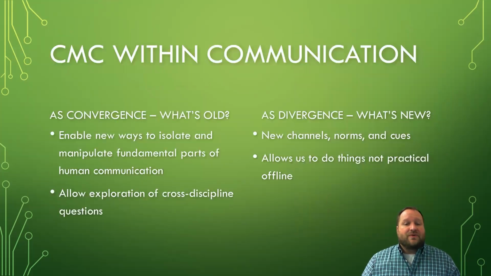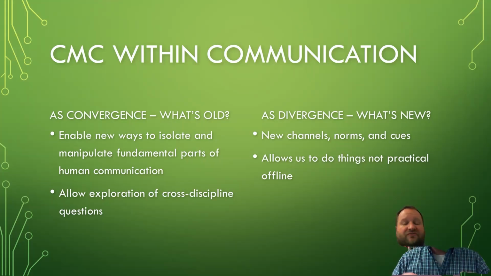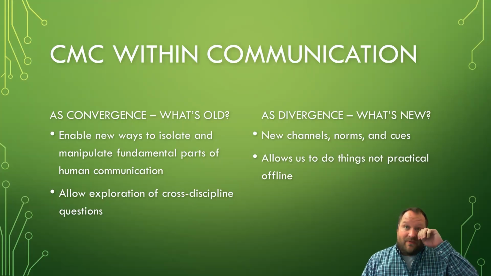So within communication, we can sort of take two approaches to CMC: convergence and divergence. From taking a convergence approach to communication, CMC has allowed a lot of phenomena to collapse, and in doing so, we can go back and look at what's old, again, those fundamental building blocks of human communication. So we can have new ways to isolate and manipulate parts that are fundamental to human communication.